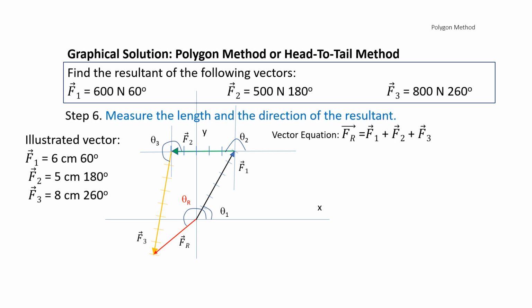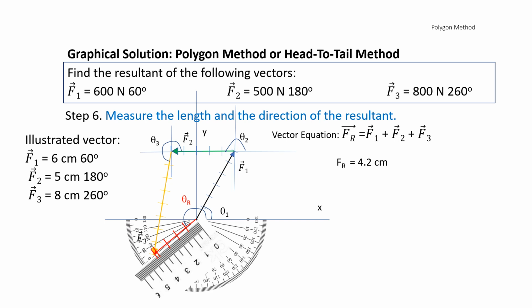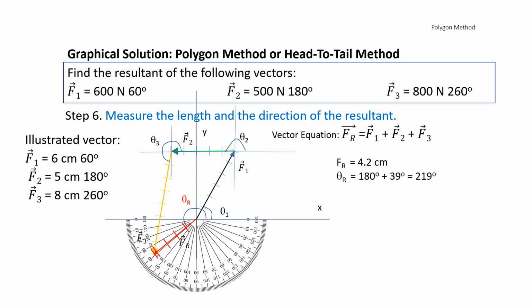Measure the length of the resultant vector using a ruler, and in doing so, the length of the resultant vector is 4.2 centimeters. Measure the direction of the closing side of the polygon, which is the resultant vector, using a protractor. And the measured direction is 39 degrees.